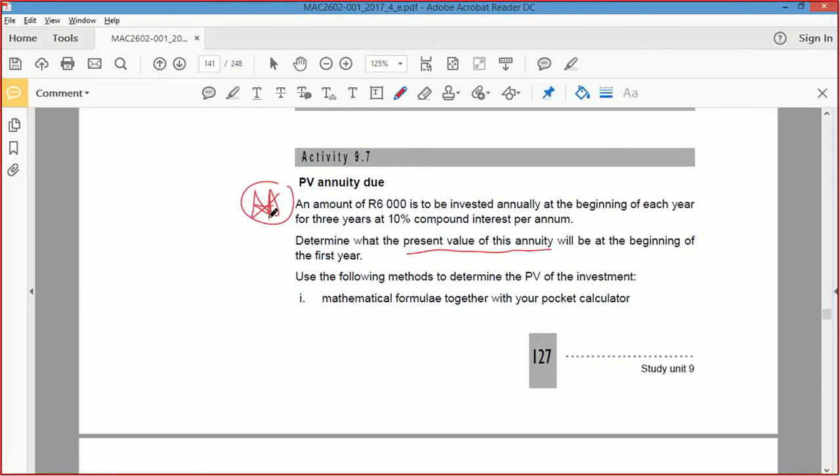Can you do that on your calculator? Let's see. Okay. An amount of 6,000 is invested annually, at the beginning of each year, so I just change my function to beginning. 6,000 is my PMT. 10 is my I. 3 is my number of years, and I'm trying to determine the PV of the investment.